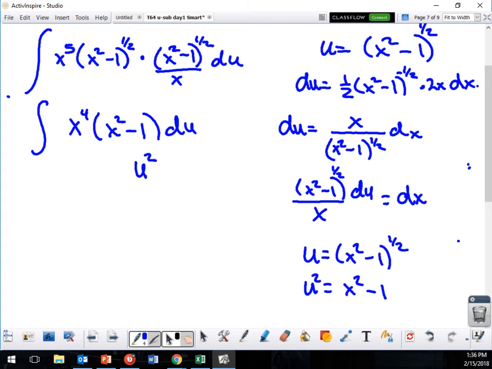Okay, so now let's finagle this a little bit more. Can I get my x squared by itself? Yes. Add 1 to both sides, right?